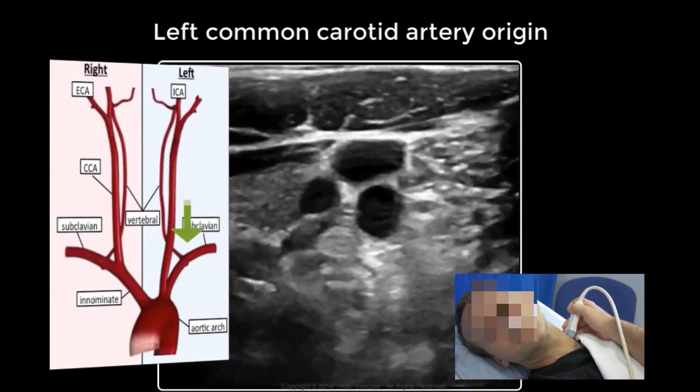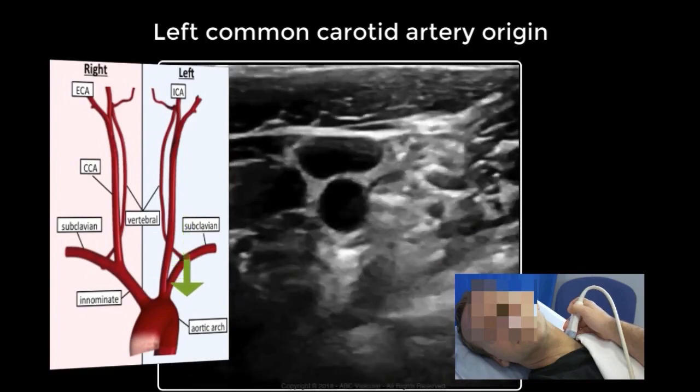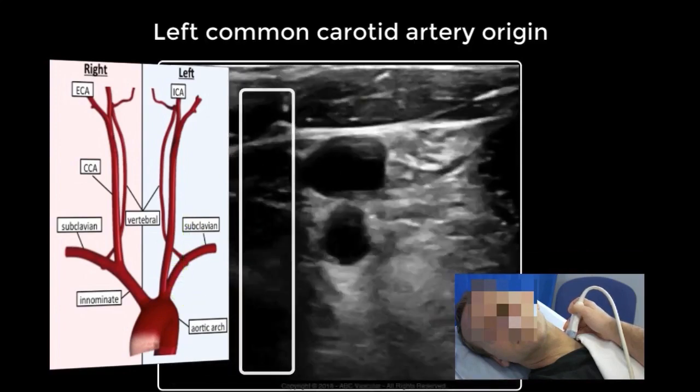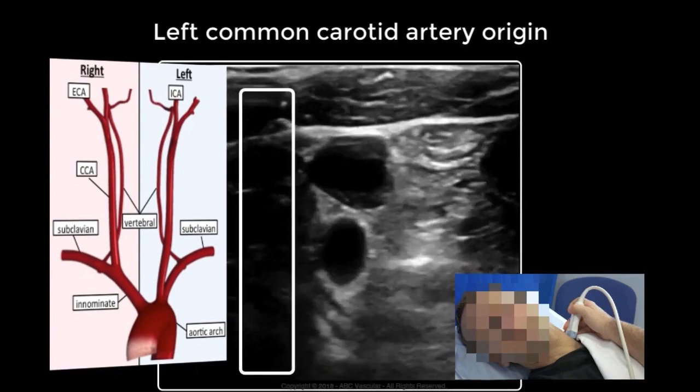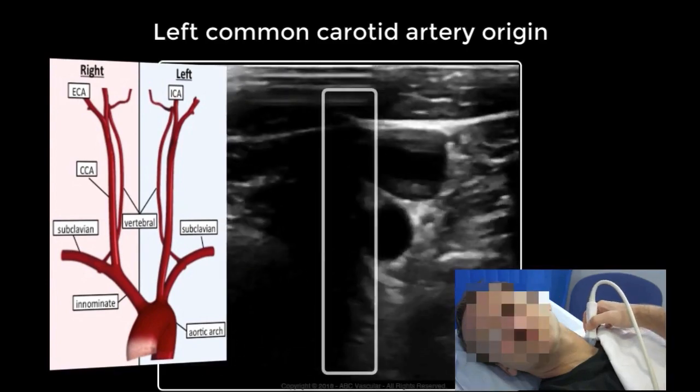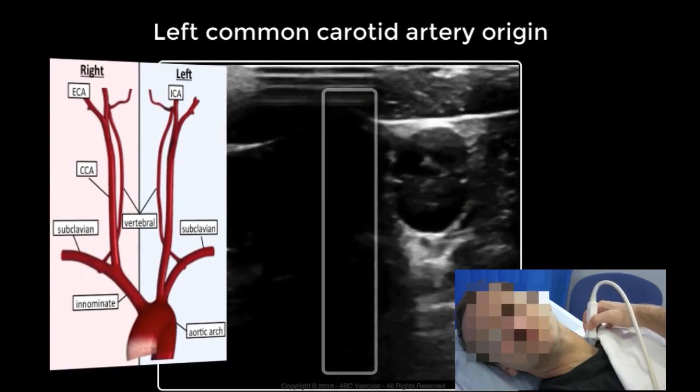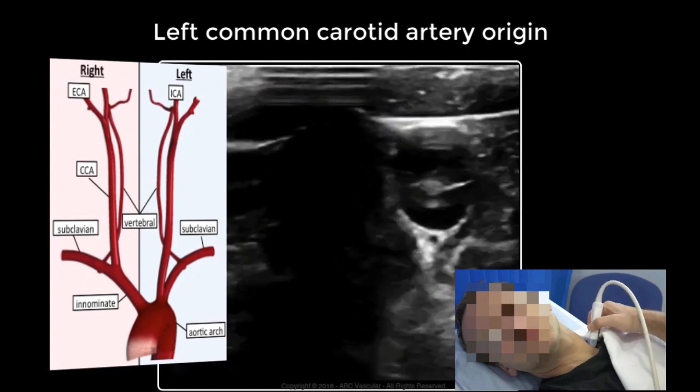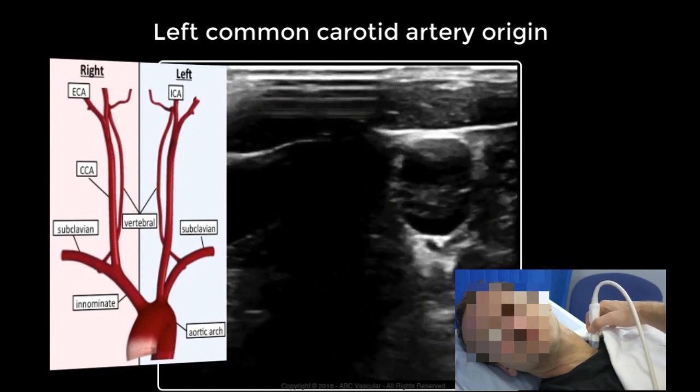Move the transducer down towards the base of the neck, tilting the transducer downwards. An acoustic shadow will appear on the screen. This shadow is caused by the clavicle and represents the main obstacle to visualizing the origin of the left common carotid artery.